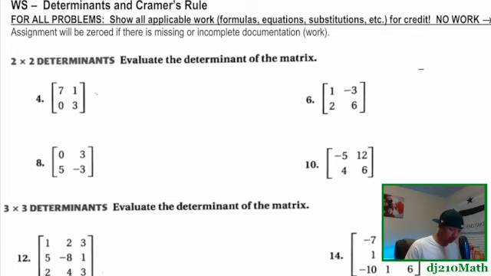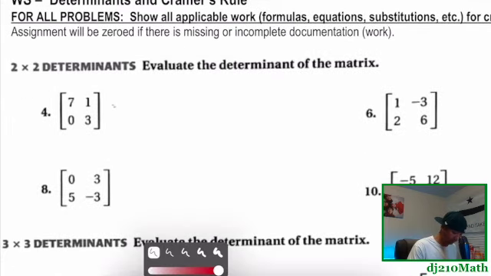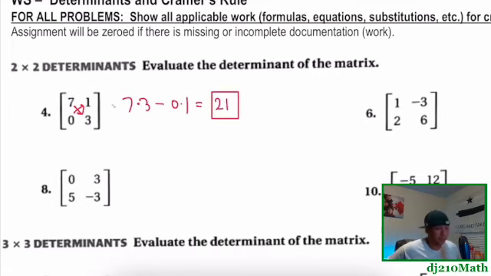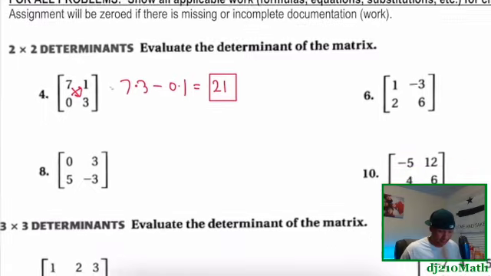Okay, so I'm going to multiply the diagonals. 7 times 3 minus, always minus, 0 times 1. That's nice. 21. Right, 0 times anything is 0. When there's zeros in the mix, it's nice. It really is.